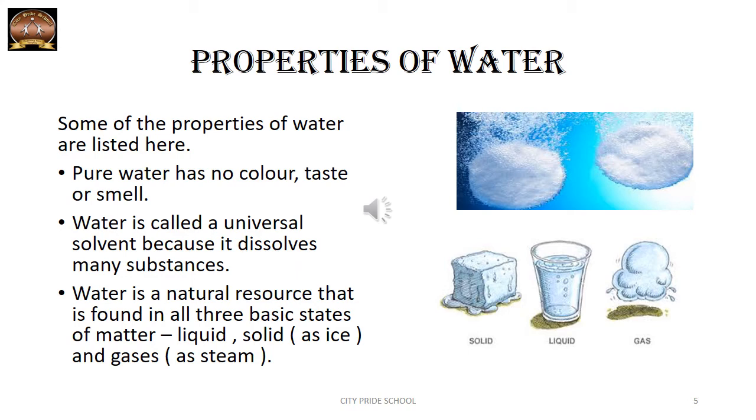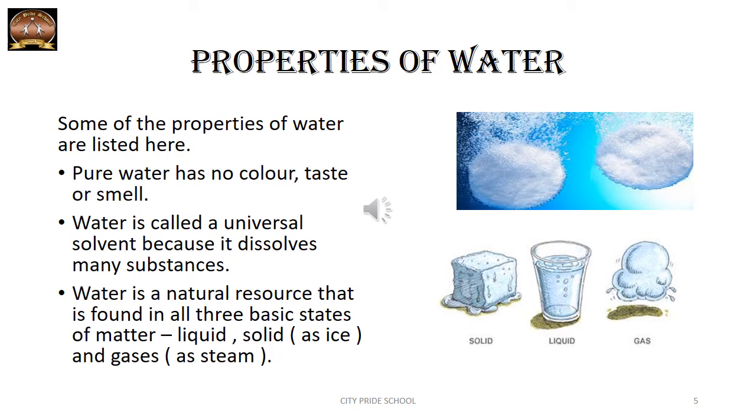Let's study some properties of water. Pure water has no color, taste or smell. Water is called the universal solvent because it dissolves many substances. Yes, it can dissolve n number of substances and therefore it is called the universal solvent. It is a natural resource which is found in all three basic states of matter, that is liquid, solid and gaseous. Solid water is called ice, liquid is water itself, and the gaseous form is steam or water vapor.